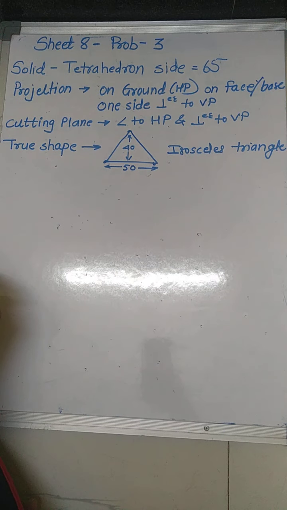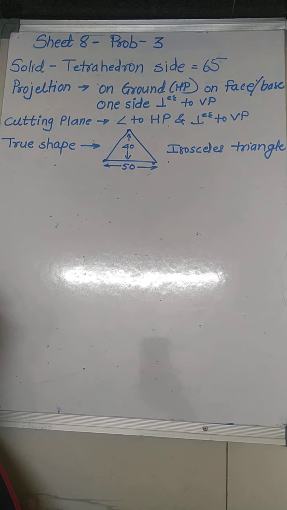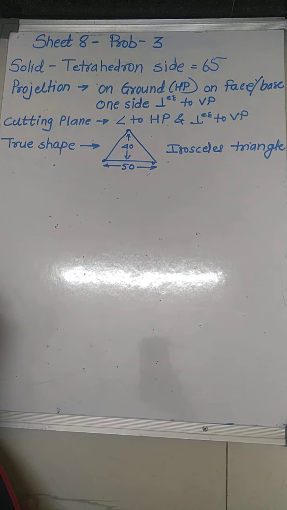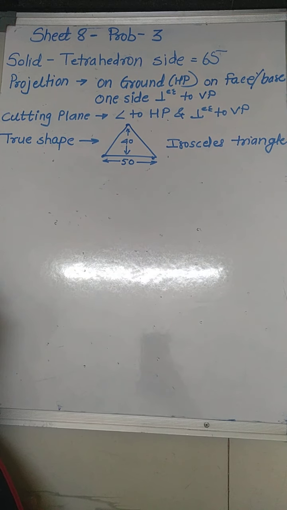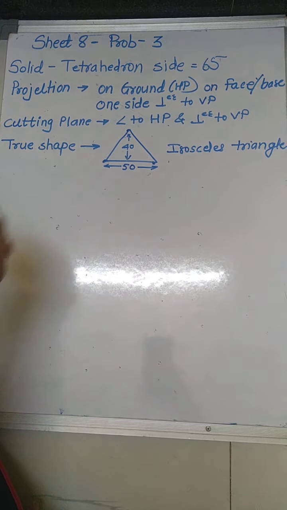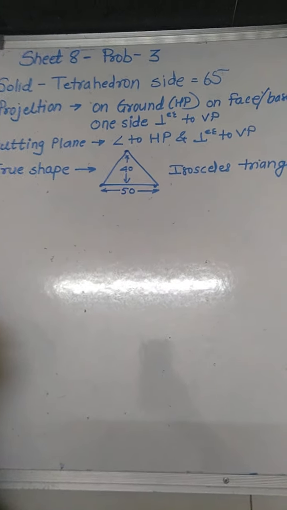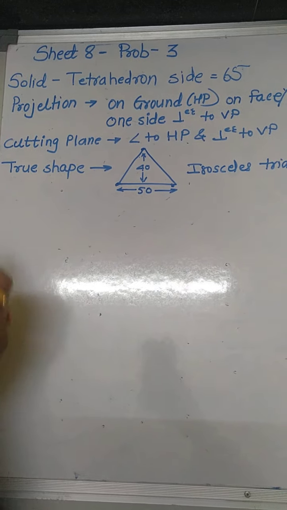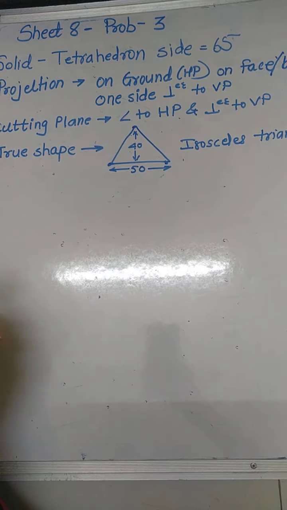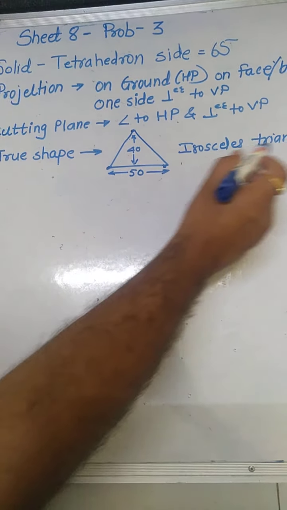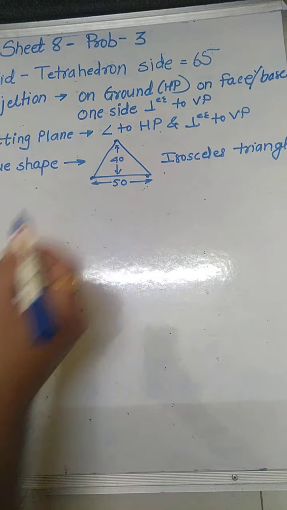Now the position of the cutting plane is given, but not the inclination. It is only given that it is inclined to HP and perpendicular to VP, but we don't know the inclination. From that tetrahedron, you will have to cut the true shape, and the shape of that section is given to you. It is an isosceles triangle of base 50 mm and altitude 40 mm.